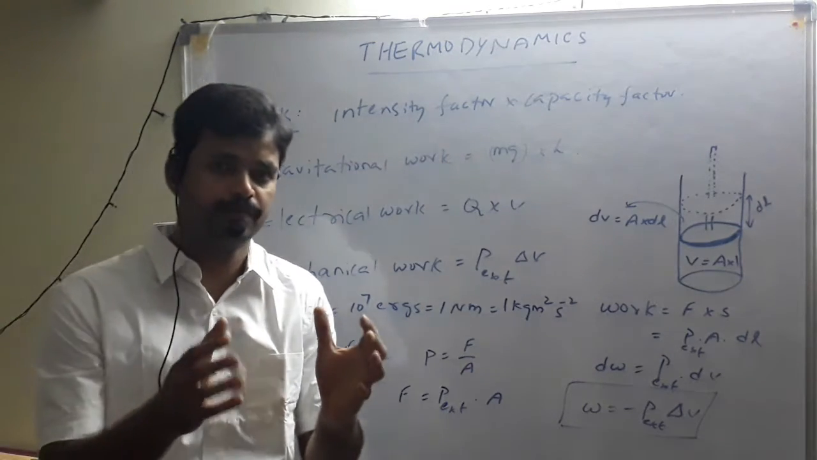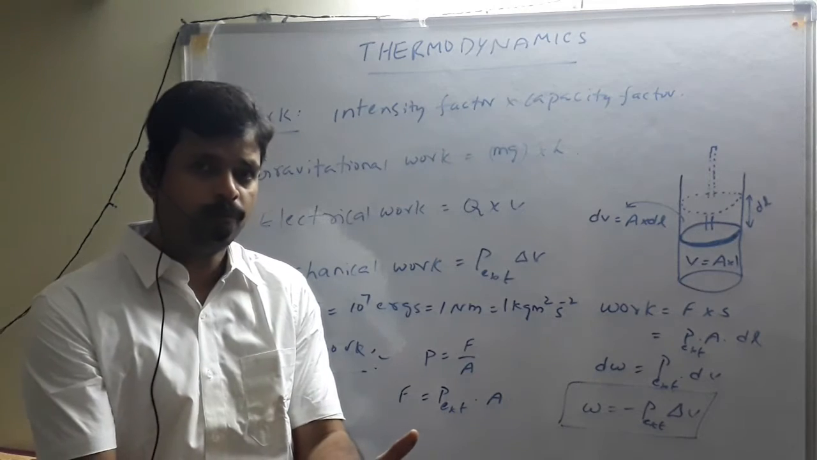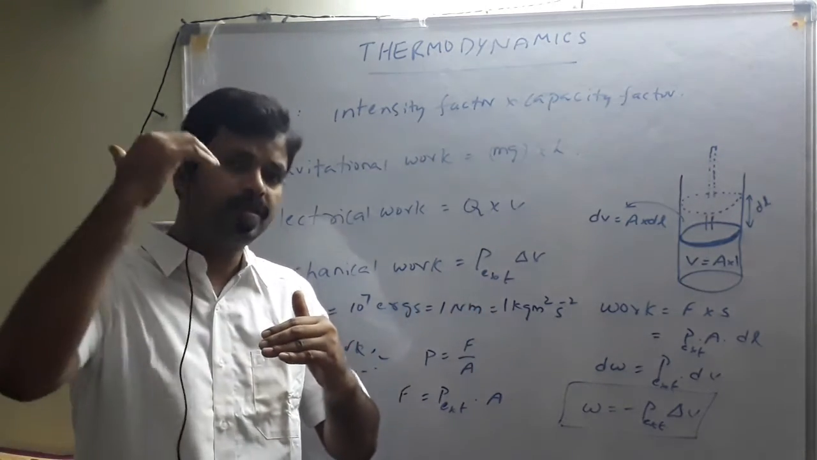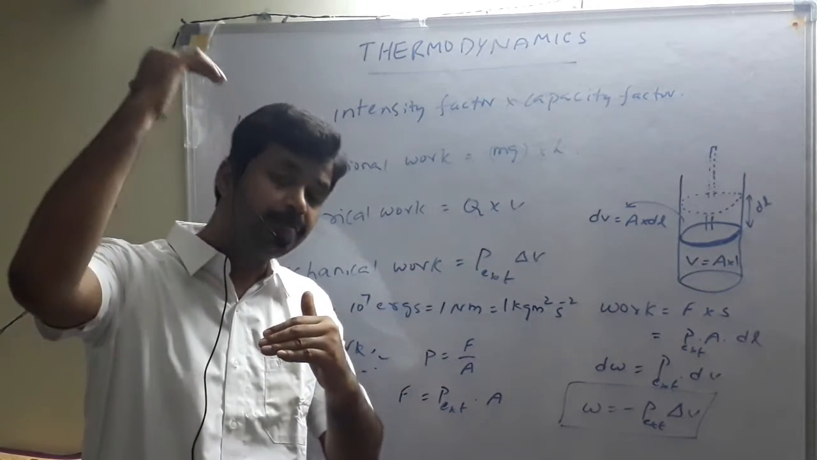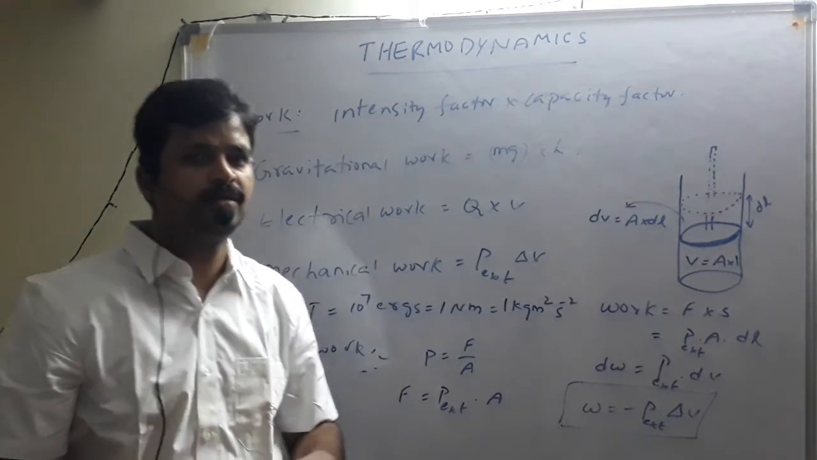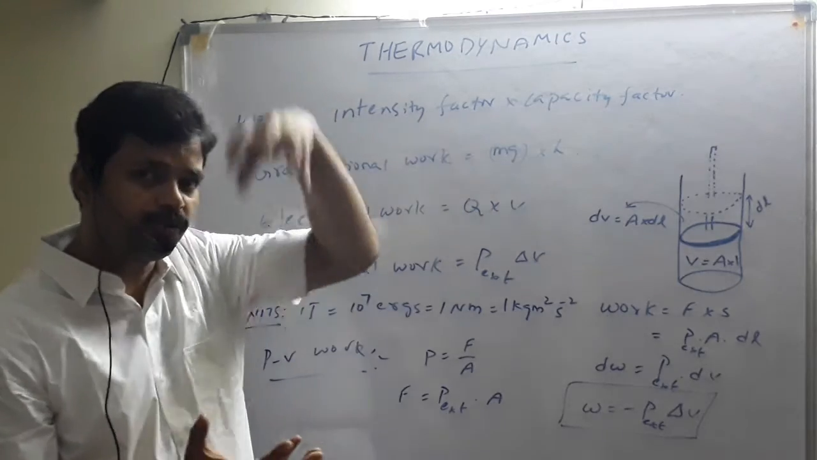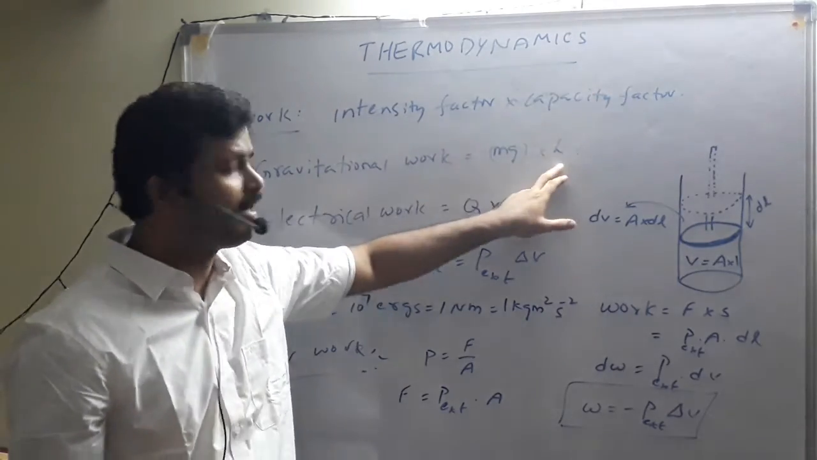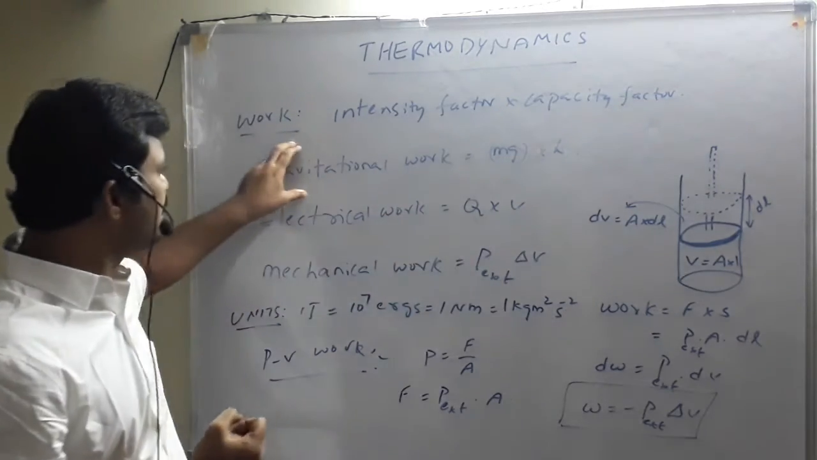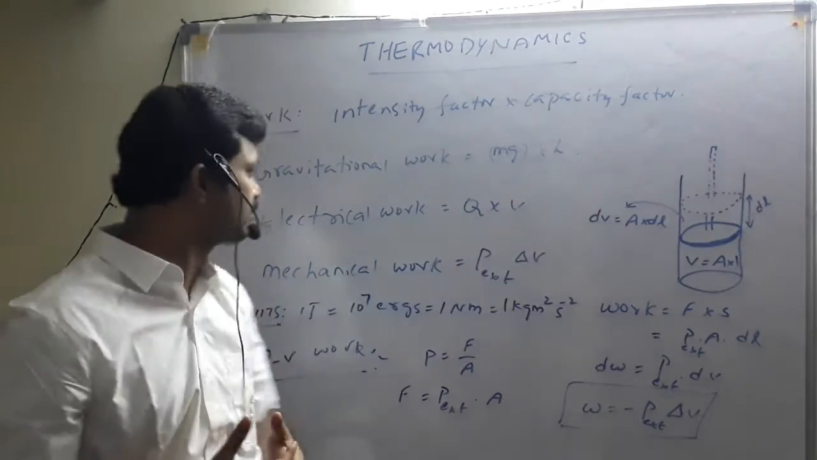Imagine you take a rock of approximately 1 kg and throw it to 1 meter height, with 5 meter height, with 100 meter height. So definitely there is an intensity, right? mg is the intensity factor and the force depends upon height. That's the capacity, right? So the gravitational work depends upon the intensity factor and the capacity factor.